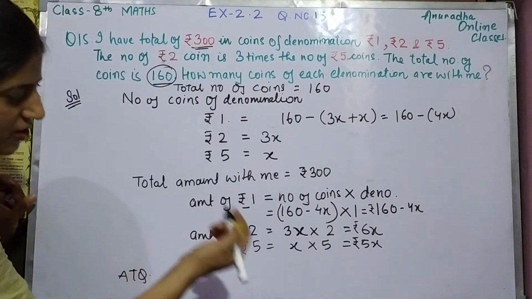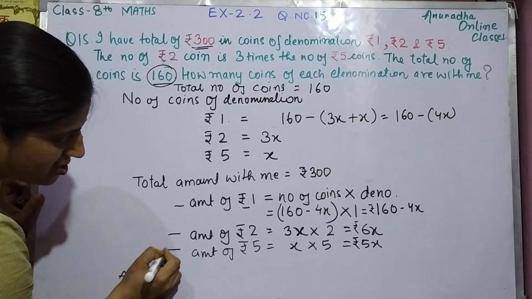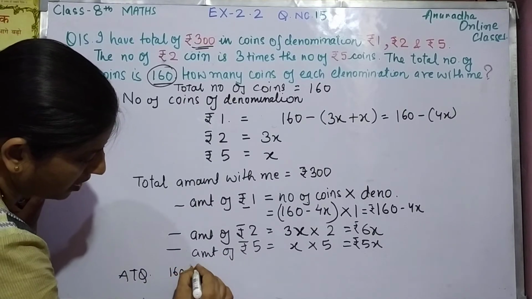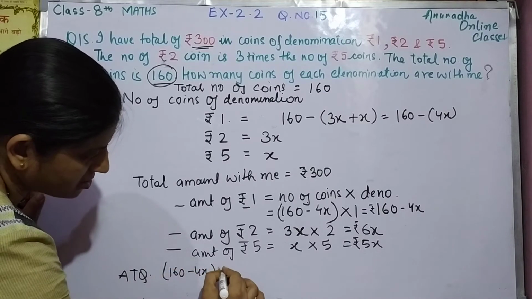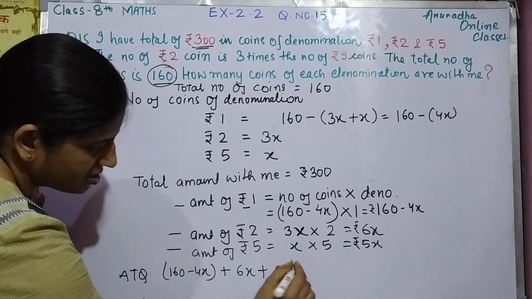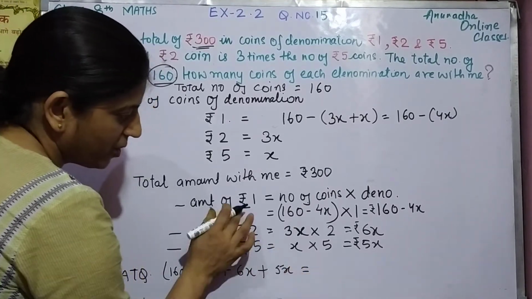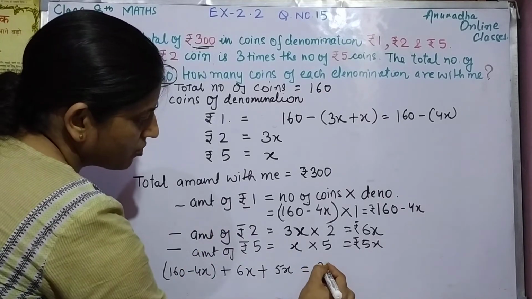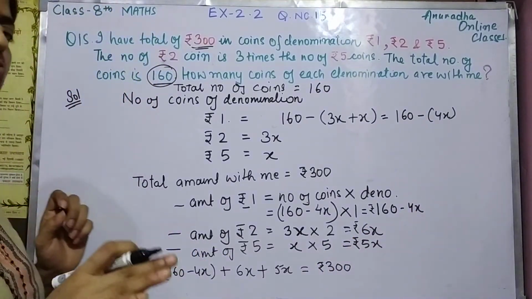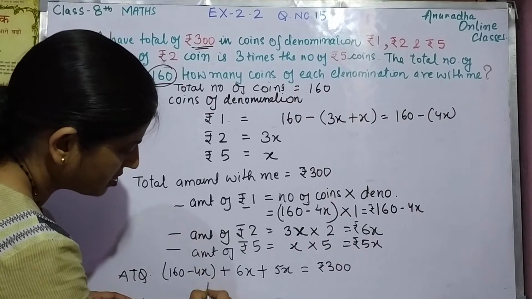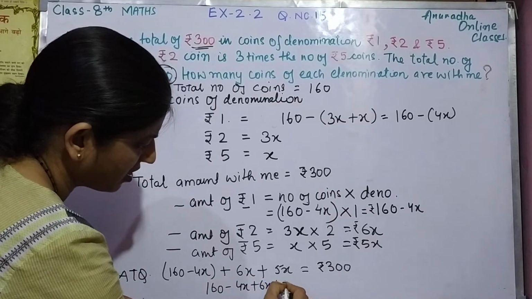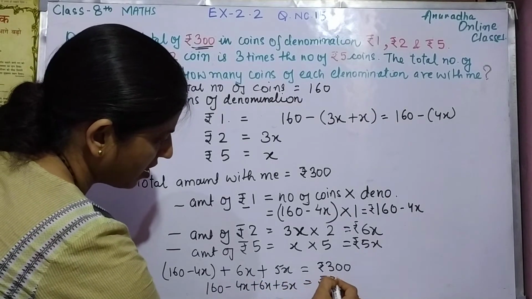total amount I am having is 300. That means this plus this plus this I am having what? 300. So this is 160 minus 4x, right? Plus 6x plus 5x. This is the amount I am having. 1 rupee wale, 2 rupee and 5 rupee, this is the total amount I am having, 300. मतलब इन तीनों को ऐड करके मुझे क्या मिलना चाहिए? That is rupees 300. Now see, 160 minus 4x plus 6x plus 5x, that is equal to rupees 300.